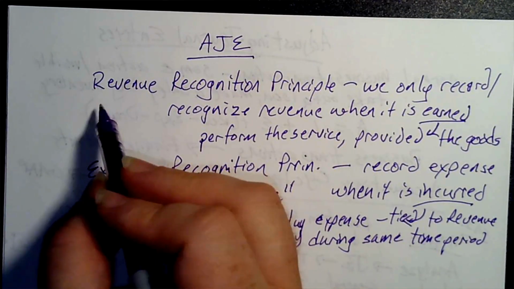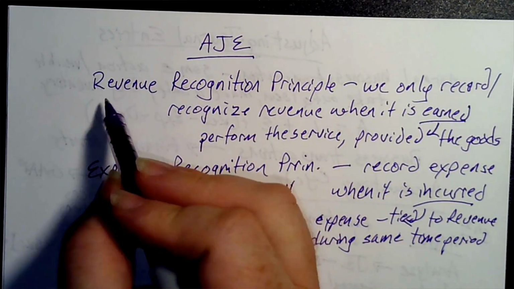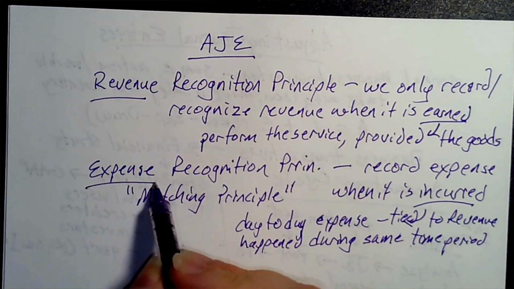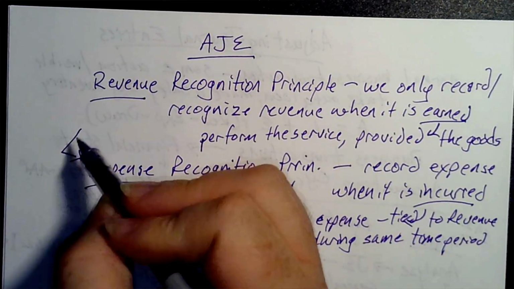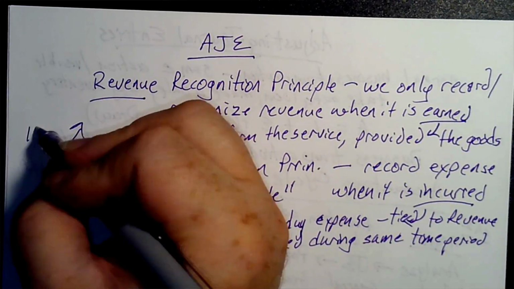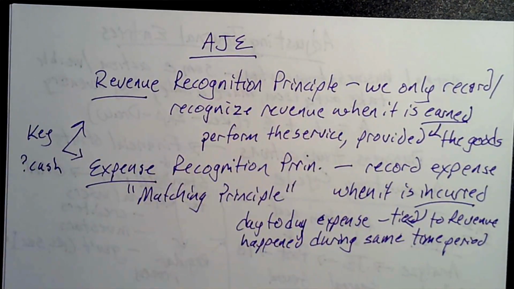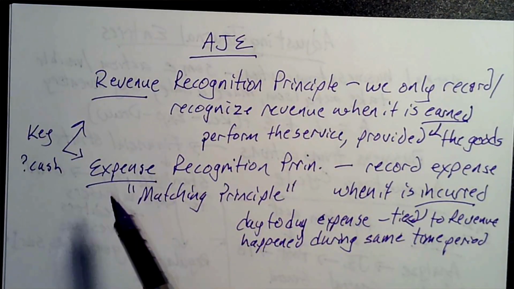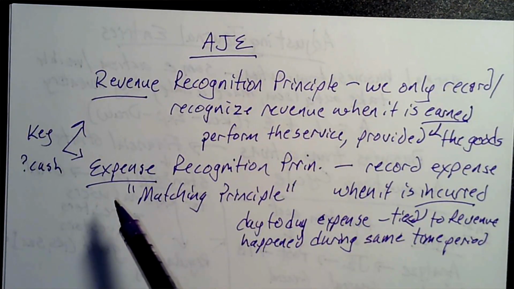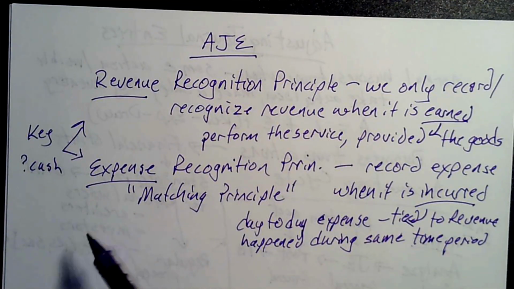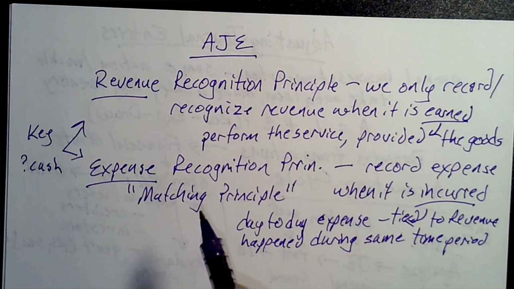So you notice that for the adjusting journal entry, the two rules that we're following here are focused on revenues and expenses. And additionally, notice it's key: we don't talk about cash. And in fact, that's the whole purpose of adjusting journal entries. Something happens to a revenue, or something happens to an expense, and it's not tied to cash.